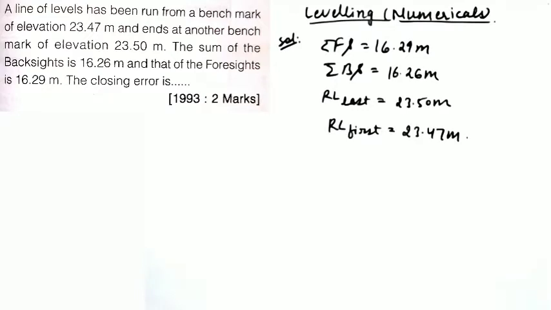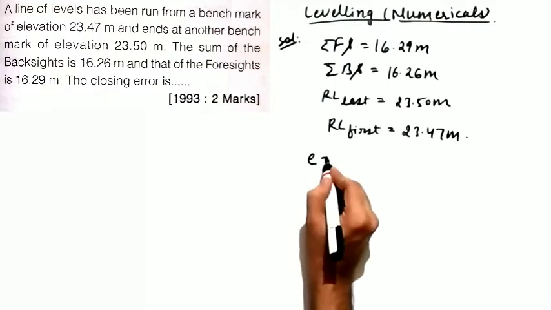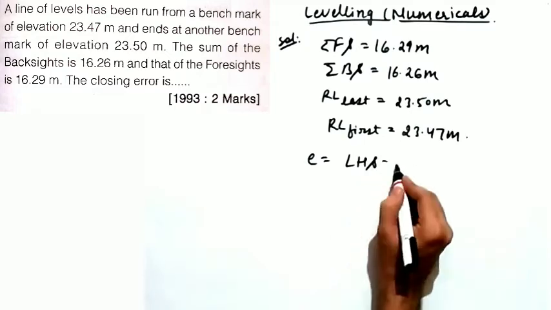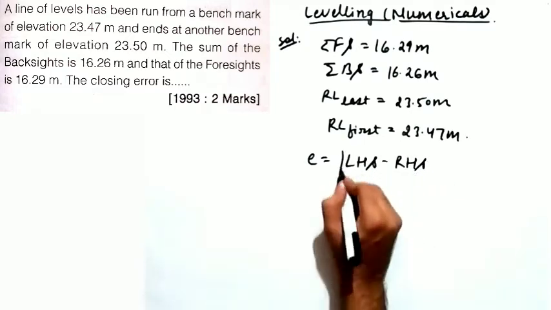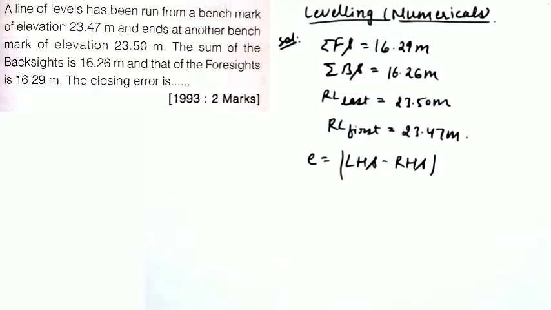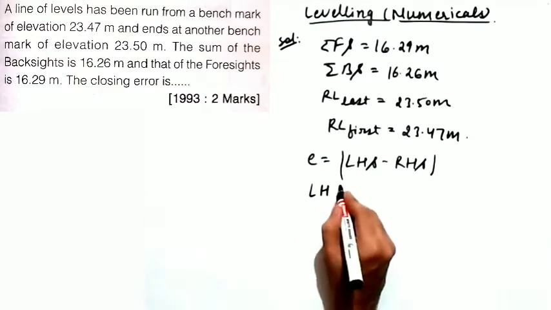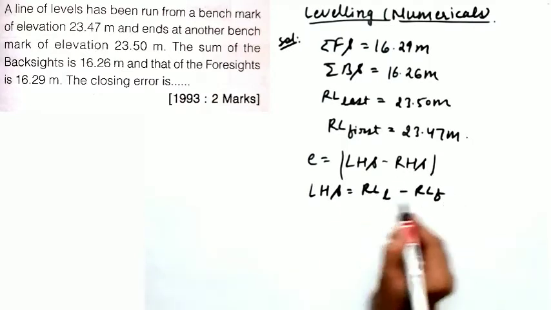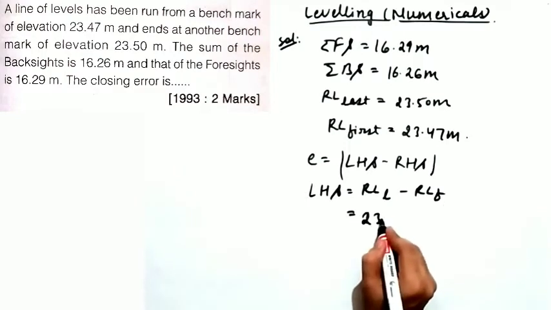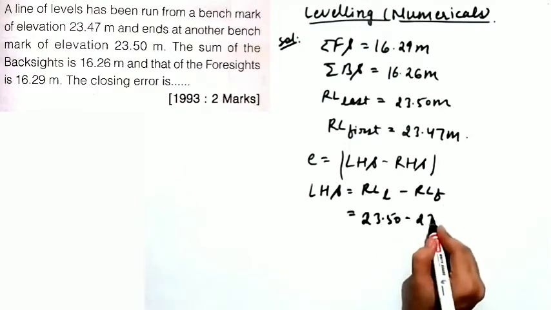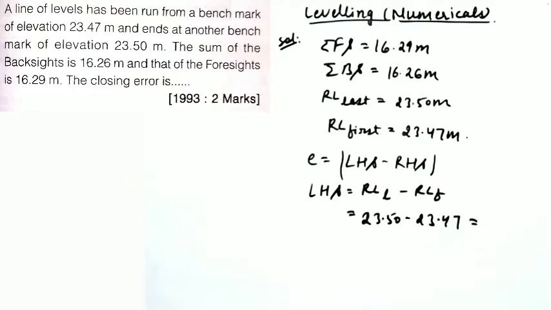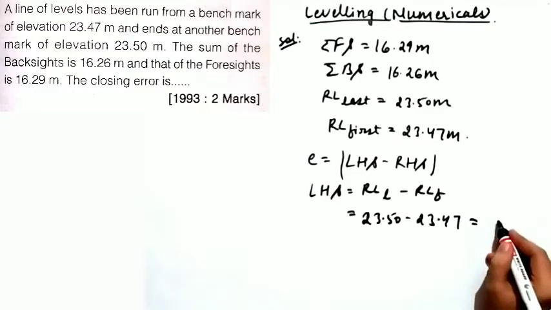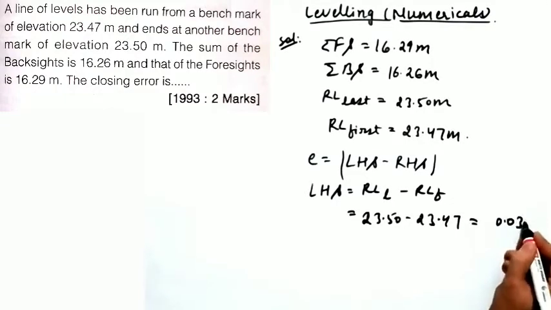Then how do you determine the closing error? The closing error can be determined by either LHS minus RHS or RHS minus LHS. You just need to take the absolute value of LHS minus RHS. Now what is LHS? LHS is RL of last station minus RL of first station. That means 23.50 minus 23.47. So this is LHS, and it turns out to be 0.03 meters.